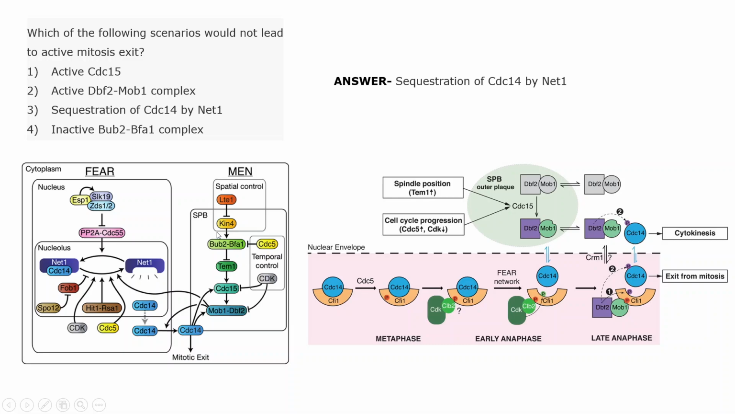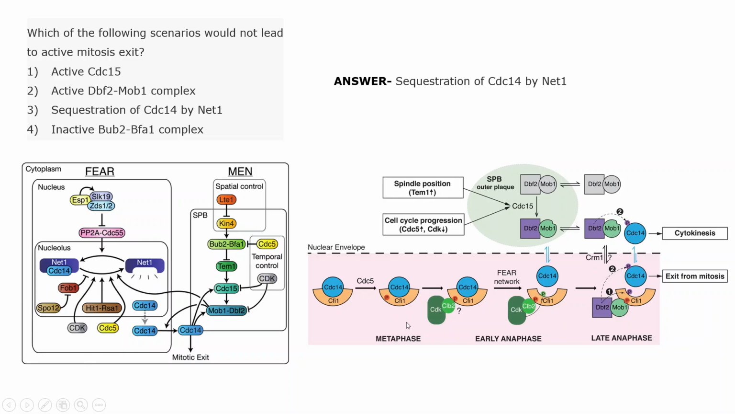You can see the other diagram also. It is similar, but some more elaborate components are shown there. In some cases the SPO12 protein complex is activated, which inhibits FOB1. If FOB1 is active, it cannot release CDC14 from NET1, so CDC14 is inactive because it is bound to NET1. Similarly, CDC5 is also activated. You can see that CDC5 phosphorylates NET1, and then it is recognized by the cyclin B CDK complex, thereby releasing CDC14.